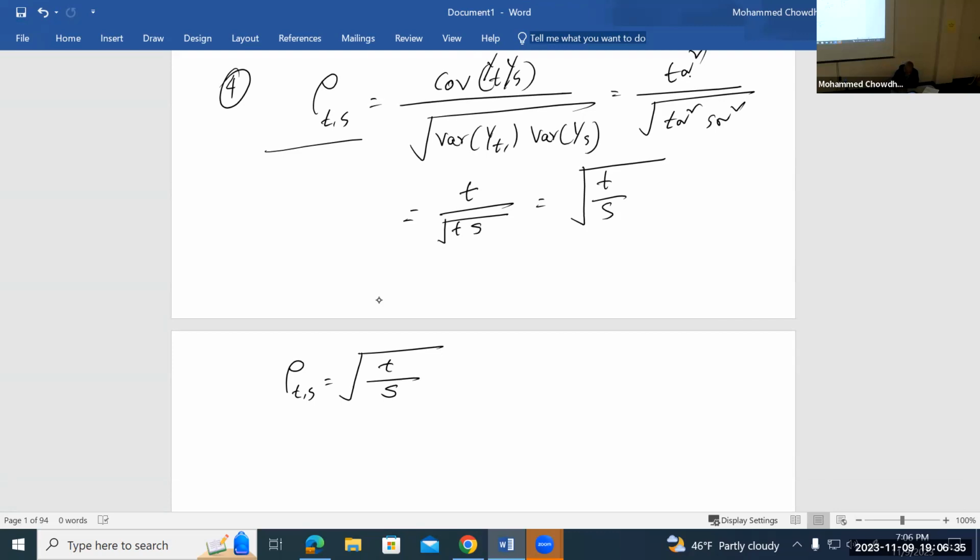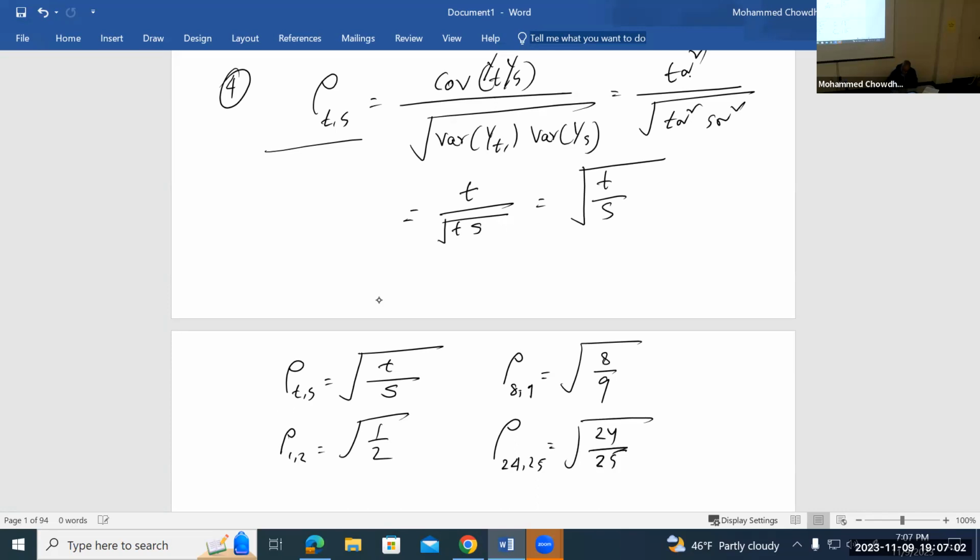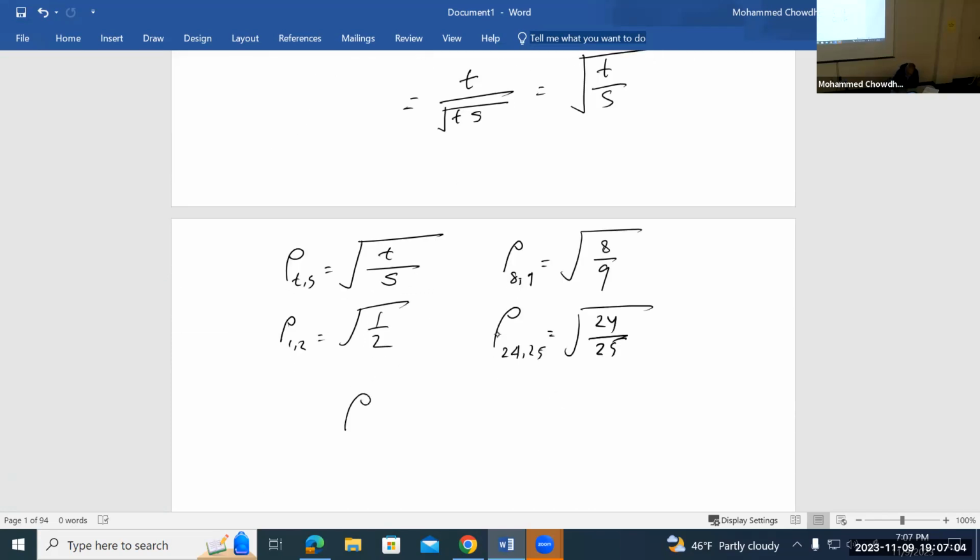Now, if I want to plug in there rho of 1 comma 2, what are you getting? Half. Okay? Now, if you plug in here rho of 8 comma 9, then you are getting 8 over 9. If you plug here rho of 24 and 25, then you are getting 24 over 25. But now if you want to plug here rho of 1 comma 25, then you are getting 1 over 25.